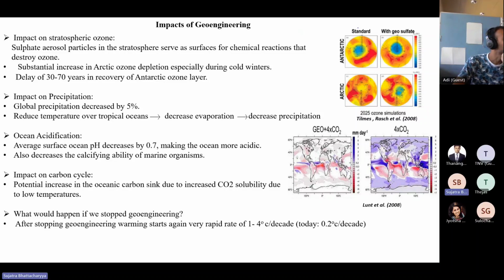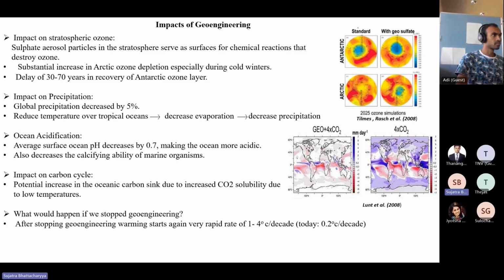Sulfate aerosol particles in the stratosphere give a surface for the chemical reactions that destroy the ozone. So substantially, we can see in the diagram the Antarctic ozone layer is more and more depleted, and it takes a delay of 30 to 70 years to recover, and there is a substantial increase in the Arctic ozone depletion, especially during the cold winters.